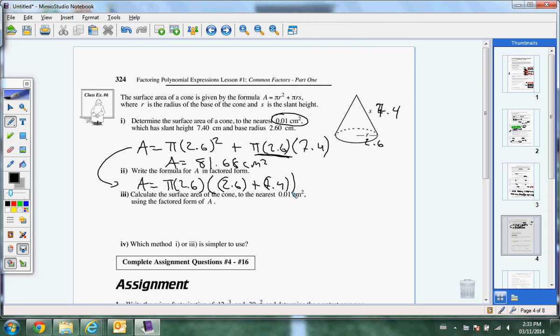If you put that in your calculator, you'll get the same thing. Okay? So it's 81.68 centimeters squared again. It says, which method's simpler to use? I think they're probably, I don't know if one's easier than the other. I think this one looks easier. Okay. All right, that is it.